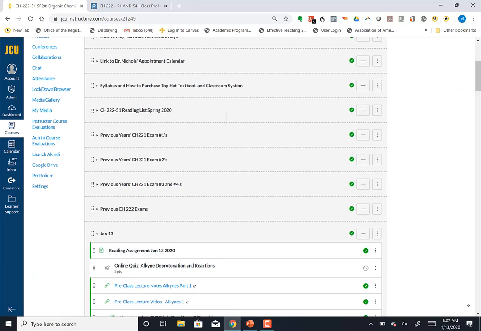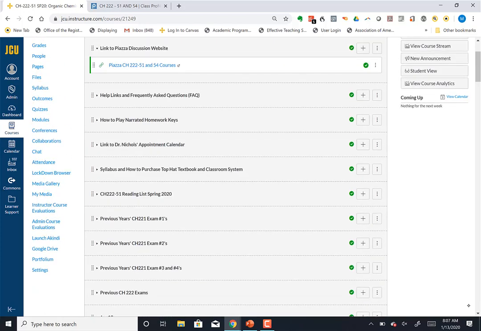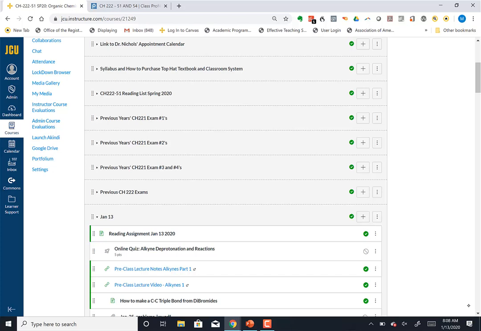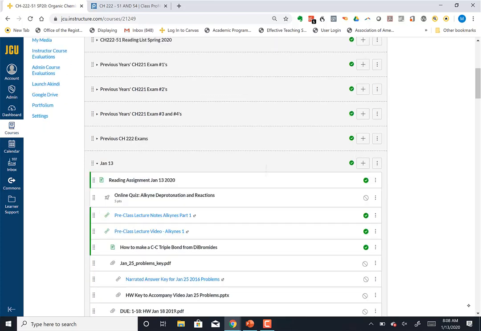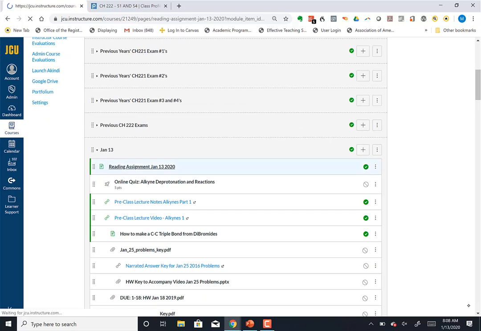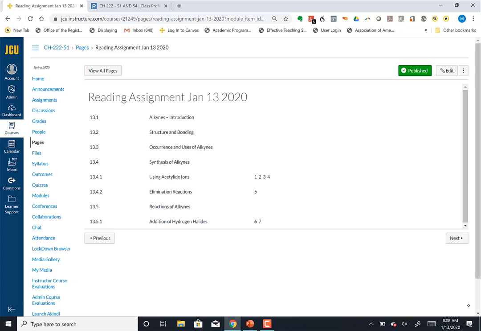If you look at this, there's all sorts of things on here. There are the narrated answer keys that you'll see for problems. The reading list is here, so it's always online. And then older exams from both first semester and second semester. And then for today, the reading assignment: if you clicked on that, it would tell you the topics we're going to talk about today. We're going to talk about probably these first ones, and then we'll get to the rest of it on Wednesday. So that's the reading assignment.